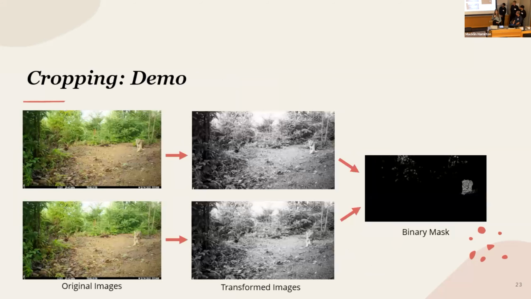Okay, so here on the left, we can see our 2 original images, which show the puma. And then in the middle, we have the transformed images. So we did a Gaussian blur, and we equalized the intensities of the pixels so that the contrasts would be normalized and there won't be as many differences between the images in terms of lighting. And then we subtracted these 2 images to get the binary mask, which you can see here. So this is where the animal is in the picture.